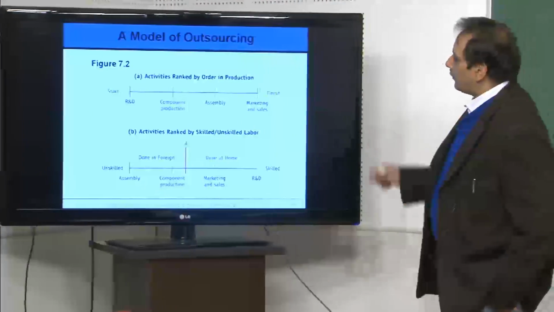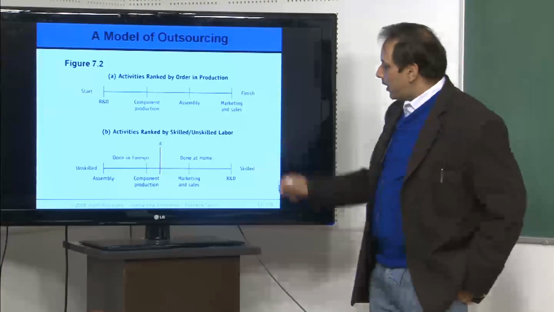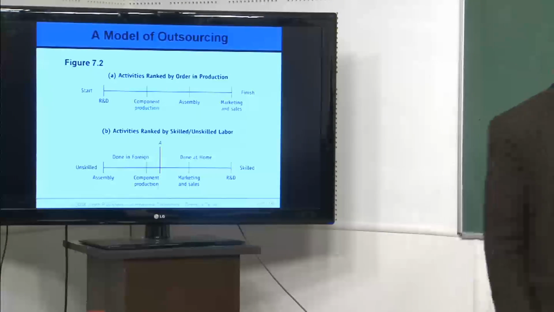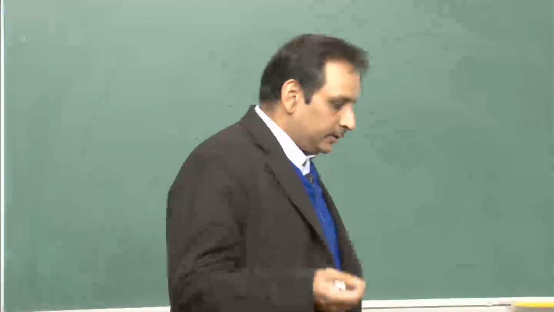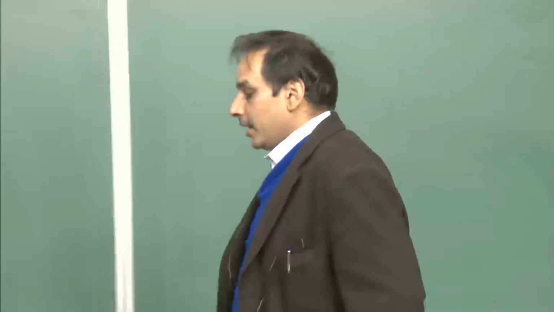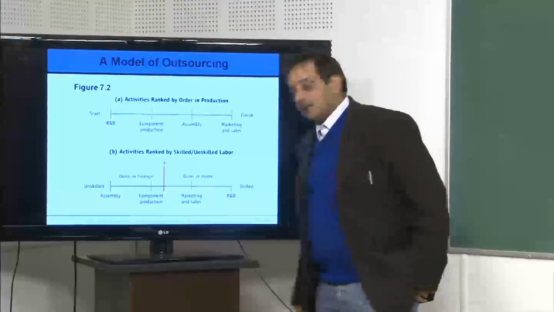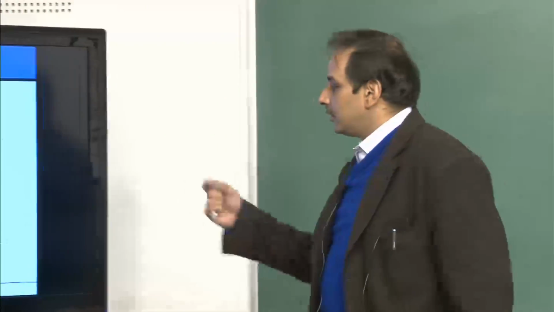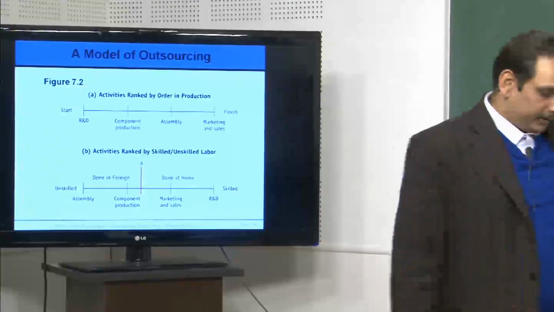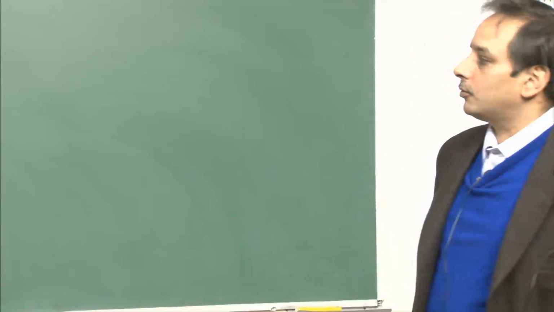where the unskilled intensive job from the point of view of the developed nation is taken up by the foreigners. Foreigners here are the developing nation, but because these are considered to be unskilled intensive from the Western point of view, it may turn out that assembly or component production is skilled intensive in context of the developing nations. So here also there will be a demand for skilled labor. As a result, the wages of the skilled labor in the developing nation also go up.